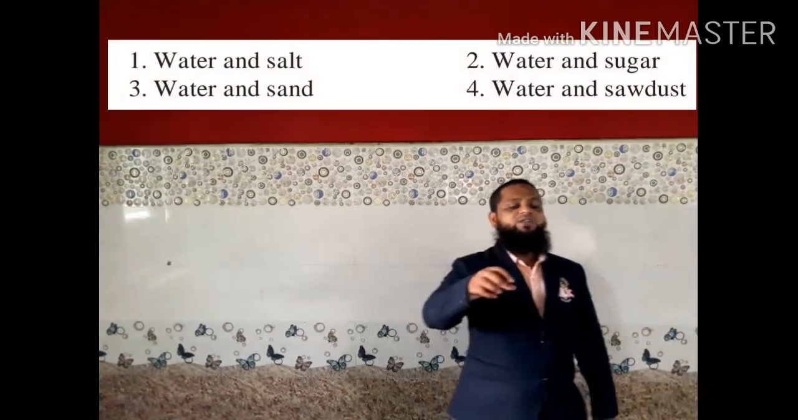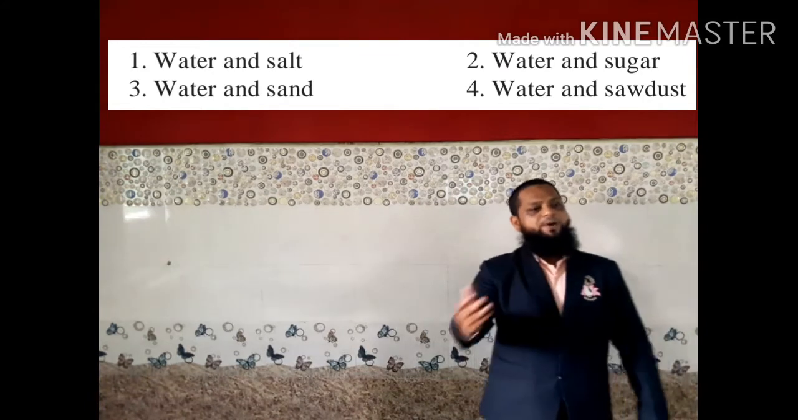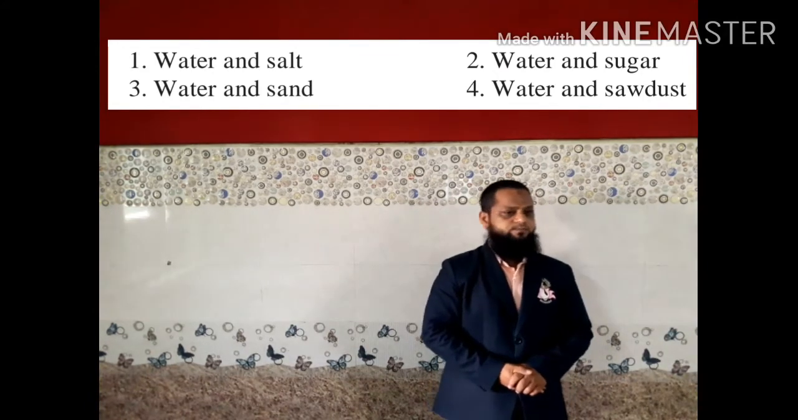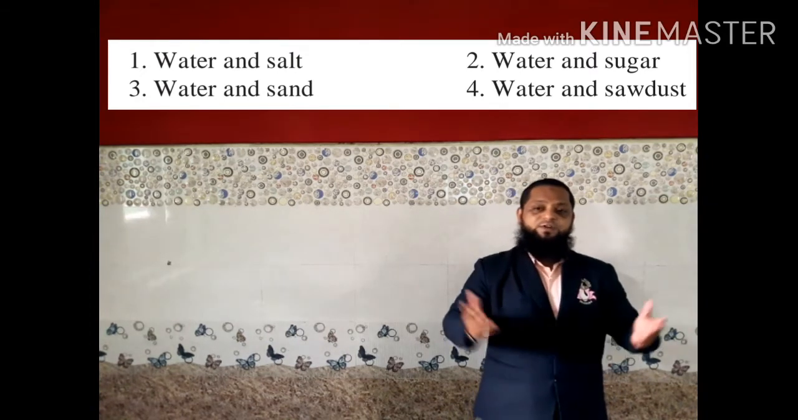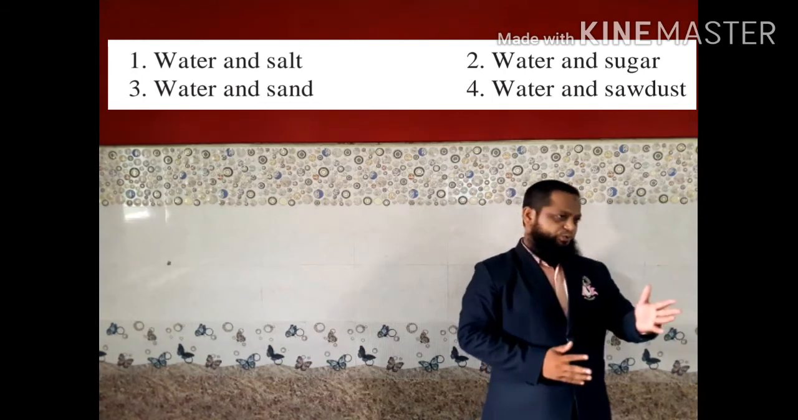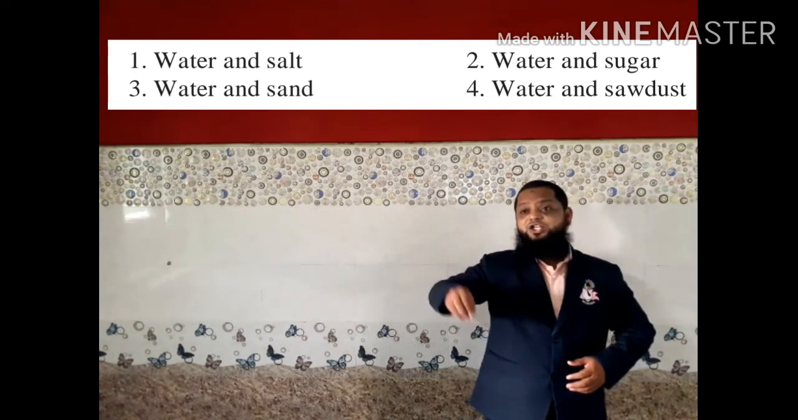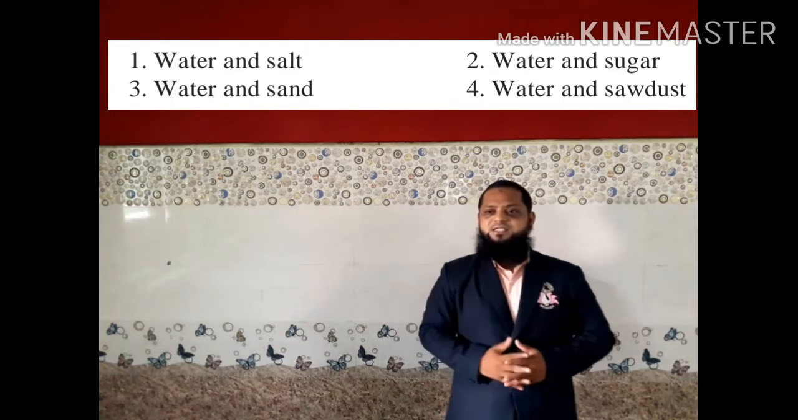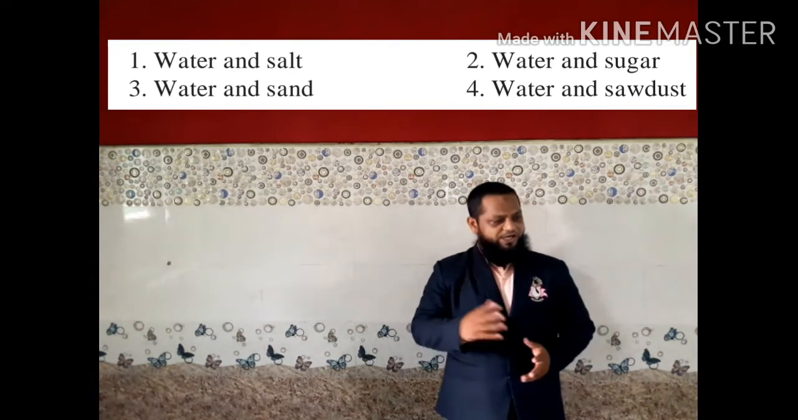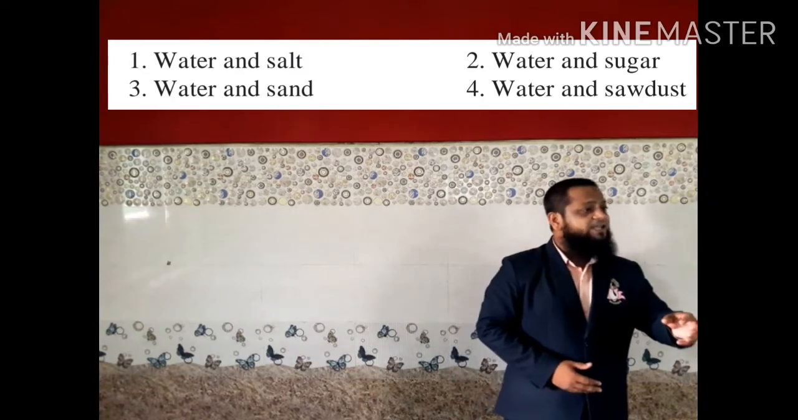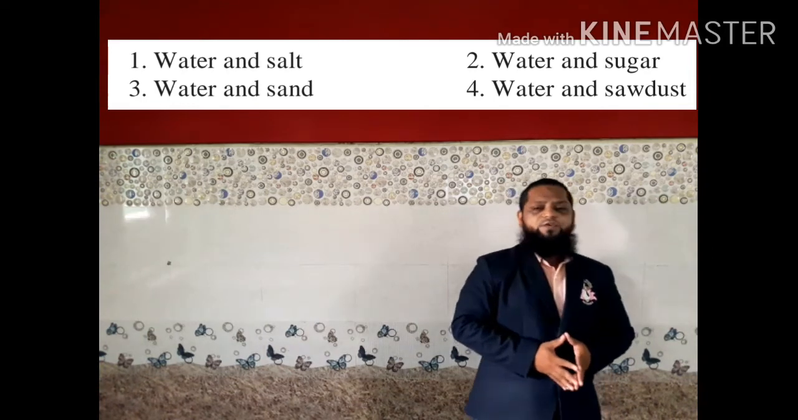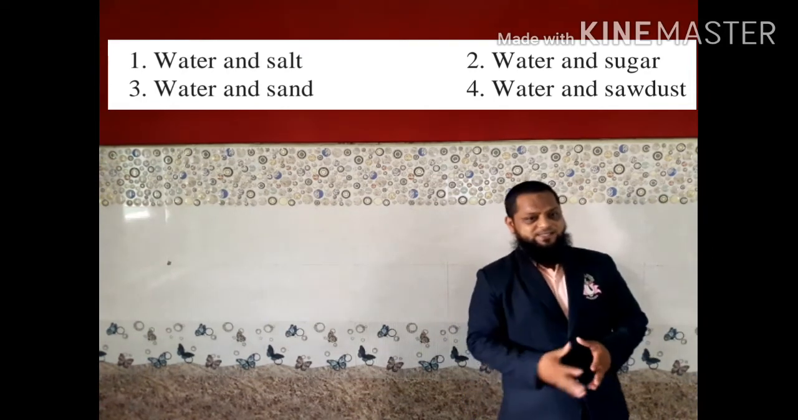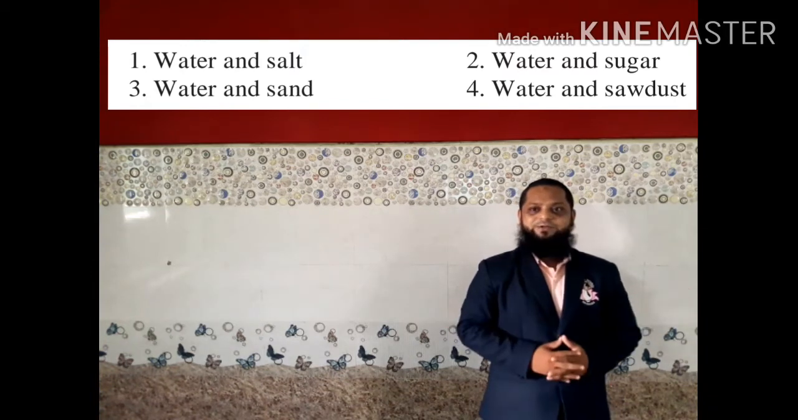On mixing the substances as shown here, what are the resulting mixtures called? Number 1, if we mix water and salt, what will be the resulting mixture? Number 2, if we mix water and sugar, what will be the resulting mixture? Third, if we mix water and sand, what will be the resulting mixture? Fourth, if we mix water and sawdust, what will be the resulting mixture?